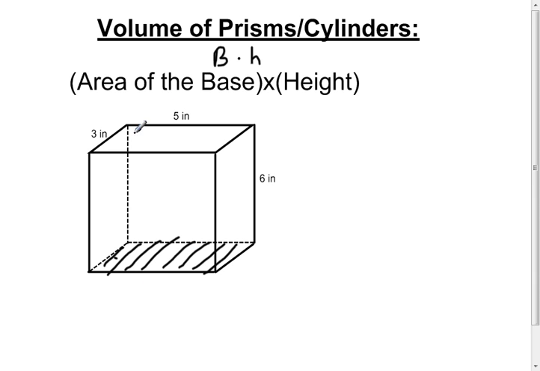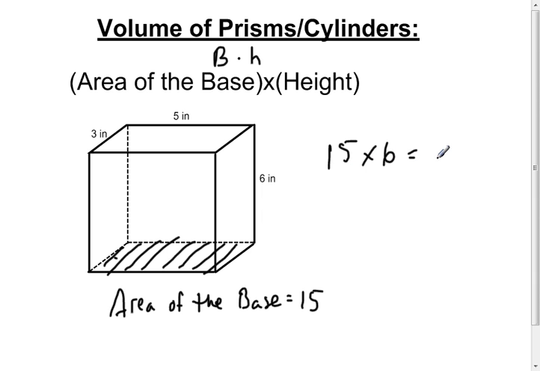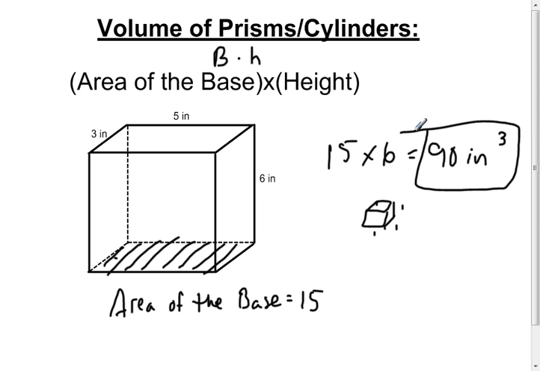And so the area of the base is 3 times 5, which is 15. Okay, then we times it by the height. So we go 15 times 6, and we get 90 inches cubed. So cubic inches are little 1 by 1 by 1 cubes. That looks really good. So these are just little 1 by 1 by 1 cubes. You could fit 90 of those in this thing right here. Okay, so that's volume and surface area of rectangular prisms.